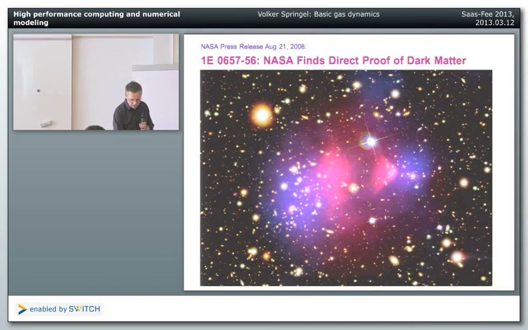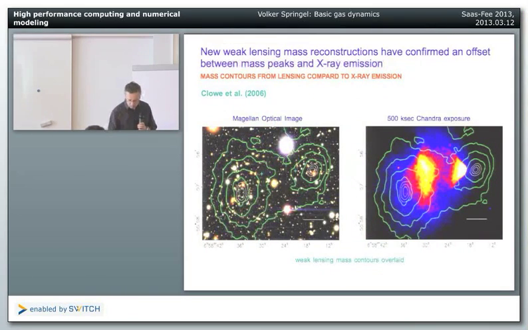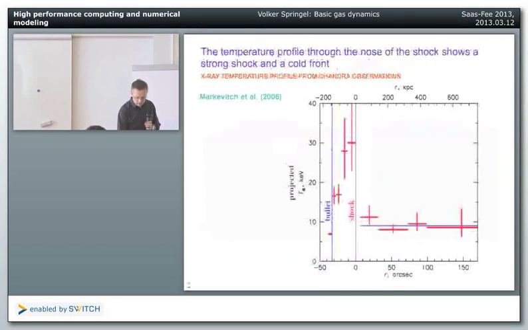But so then there's more to this. This is just another image that shows this better, not in a press release version. This is the mass contours from weak lensing, and here it's overlaid over the X-ray emission of this cluster. You see this displacement there. And the X-ray observers, they are doing cool things with this cluster.